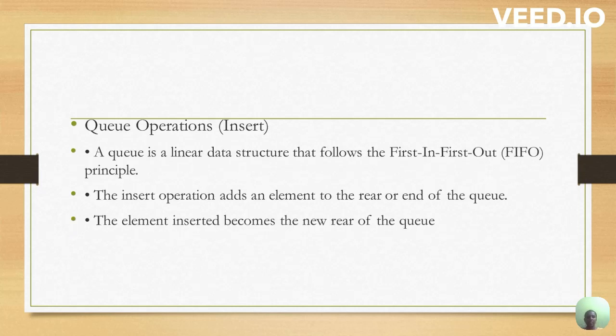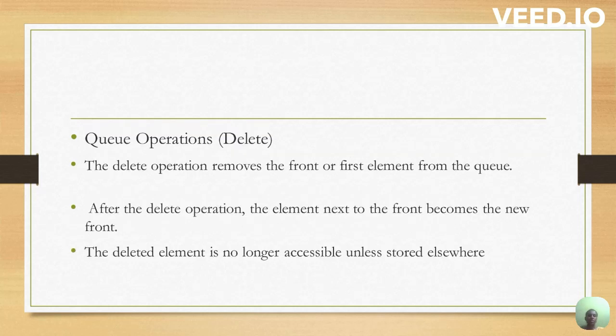Next, we will discuss queue operations. In queue operations, we will discuss insert. A queue is a linear data structure that follows the first in first out principle, as we saw with the stack operation. The insert operation adds an element to the rear end of the queue. The element inserted becomes the new rear of the queue.